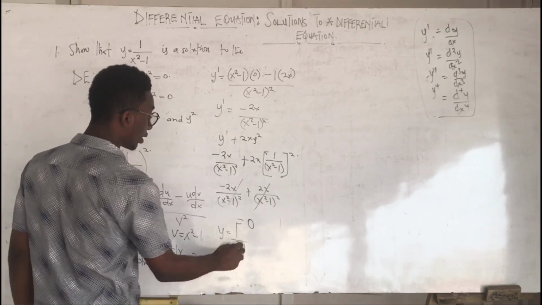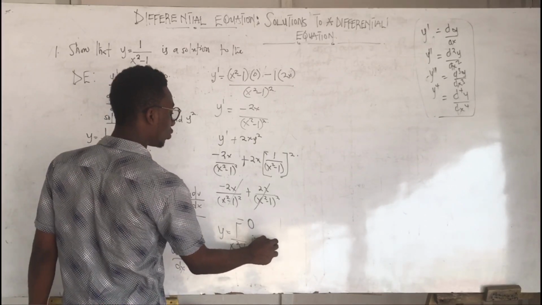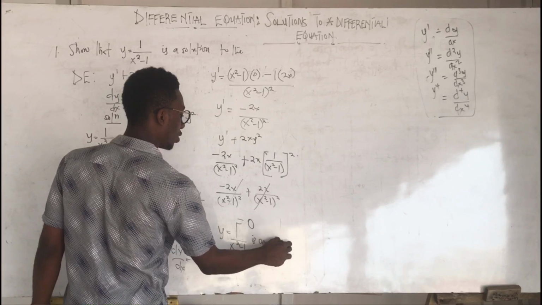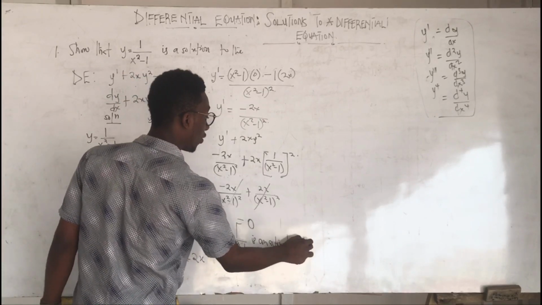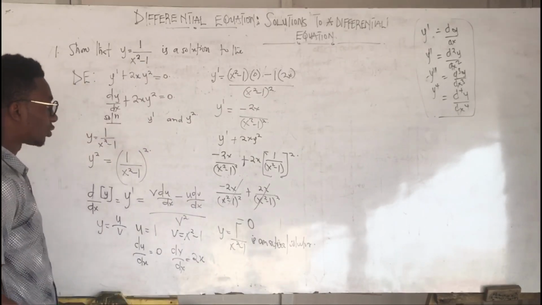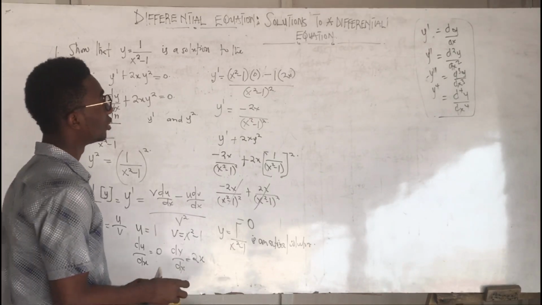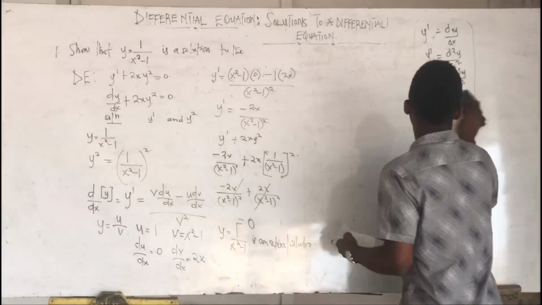x squared minus 1 is an actual solution of the differential equation. It's an actual solution of the differential equation. All right, let's take the second example.